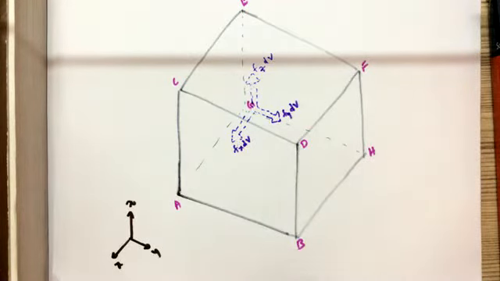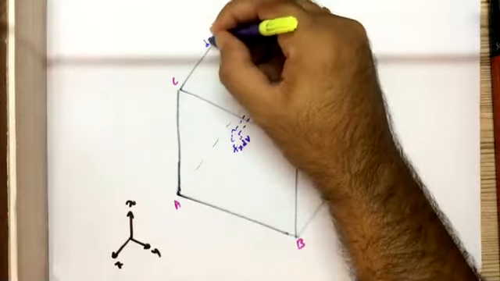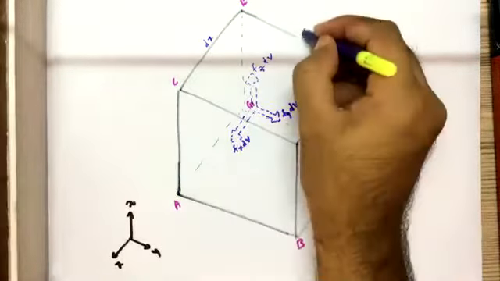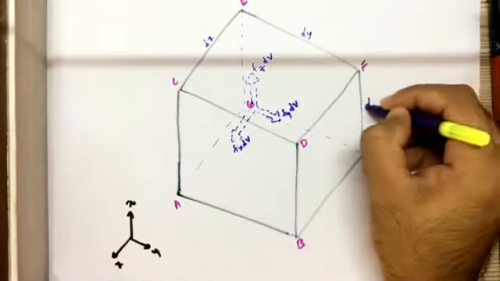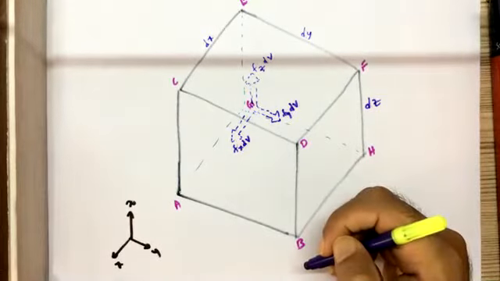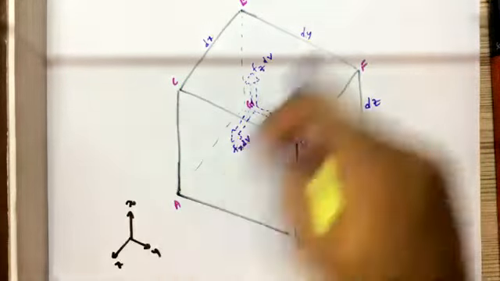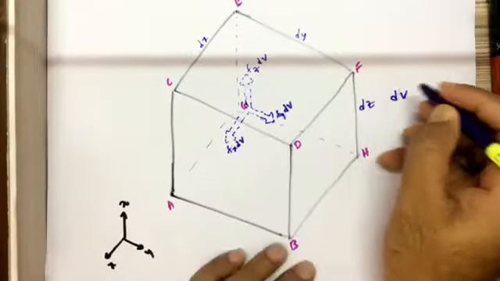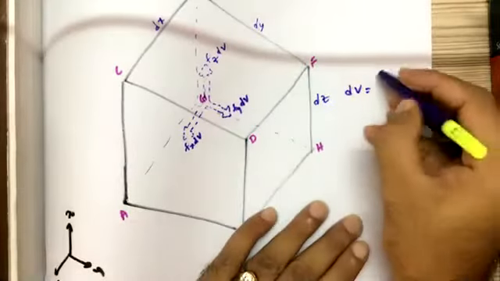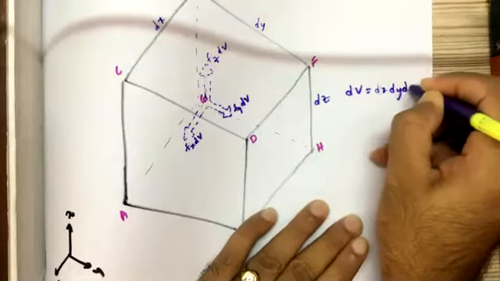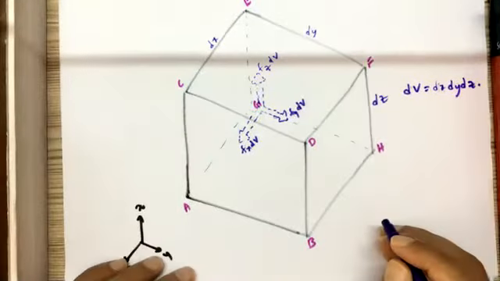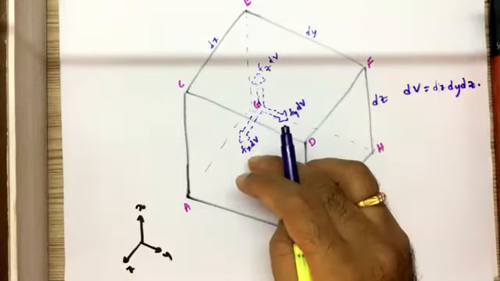By the way, let me take this x direction length as dx, this y direction length as dy, and this height as dz. So the differential length in x direction is dx, in y direction is dy, and in z direction is dz. So what would be my total volume? dV is equal to dx dy dz.